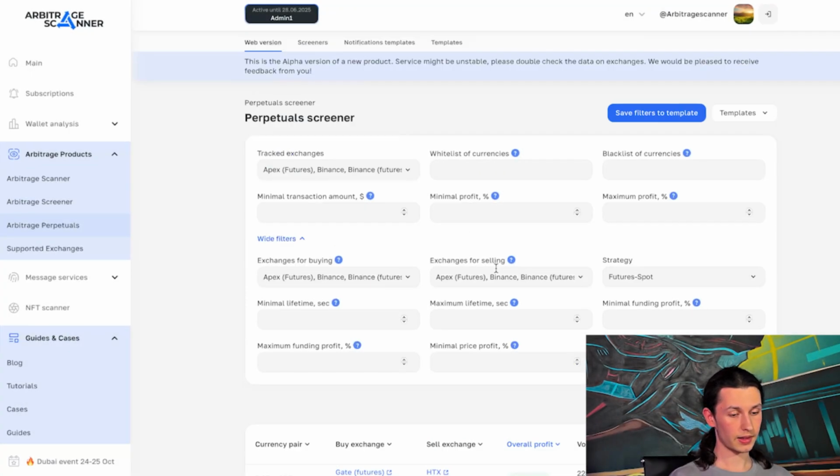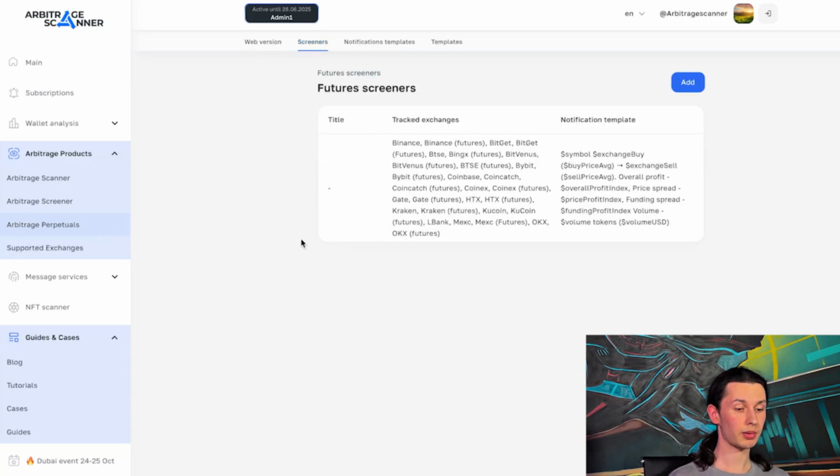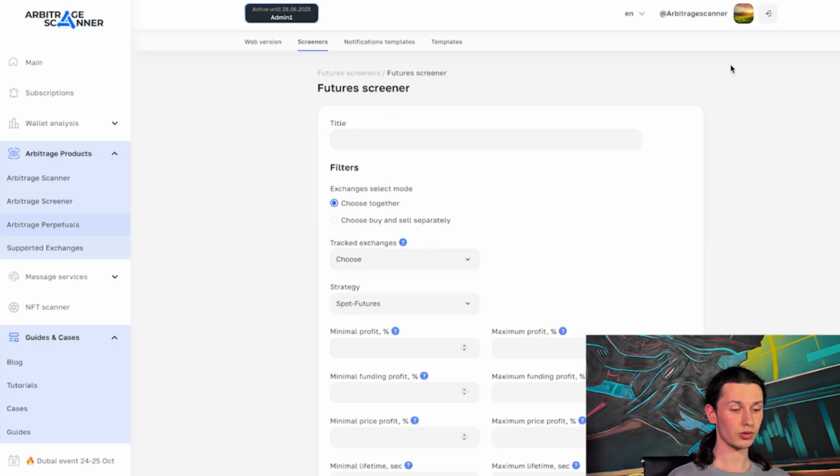So let's look at it. To access the screener in terms of the Telegram version, we need to go to screeners inside the Arbitrage Perpetual tab, and then, of course, add a new screener.